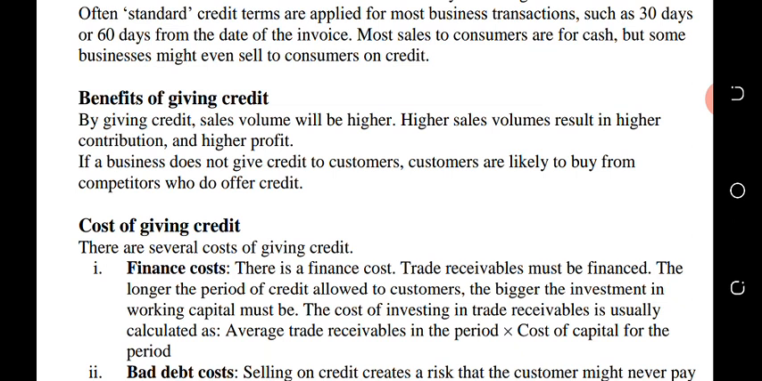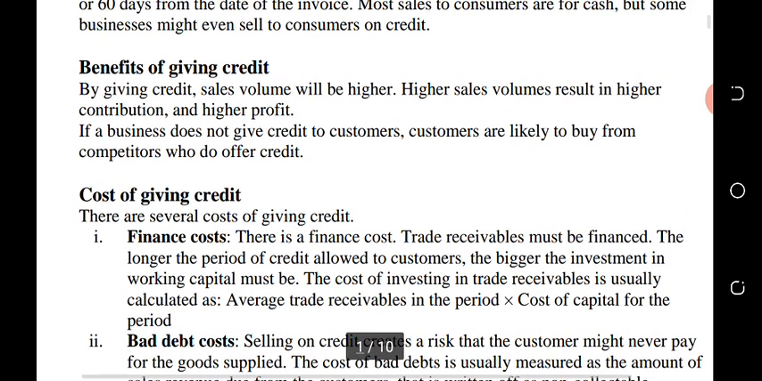If a business does not give credit, customers are likely to buy from competitors who do offer credit. I mean, if a company does not give credit, there will be a loss in sales volume, or a reduction in sales volume. So many customers will go and purchase from their competitor.